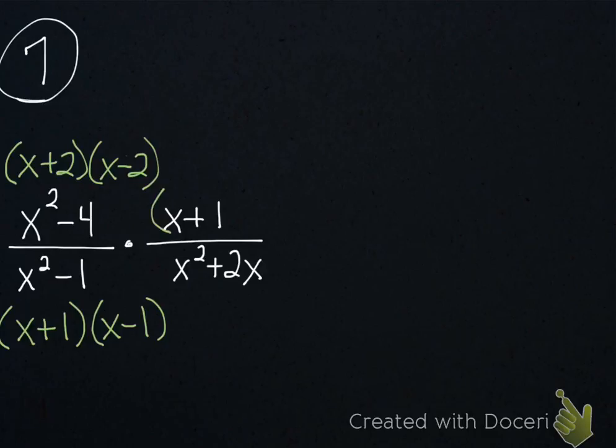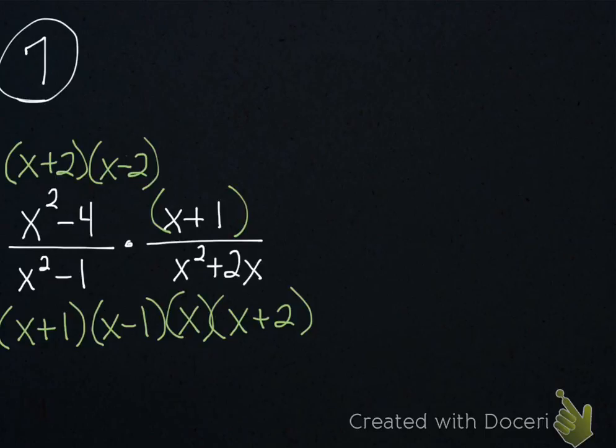Second fraction, the numerator is already factored. The denominator, I can pull out a GCF. So I'm going to pull out an x, and I'm left with x plus 2. It's okay that it all runs together. That's not a big deal. If it bothers you, put parentheses around the x.